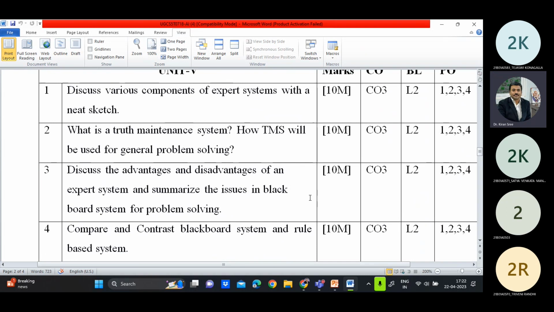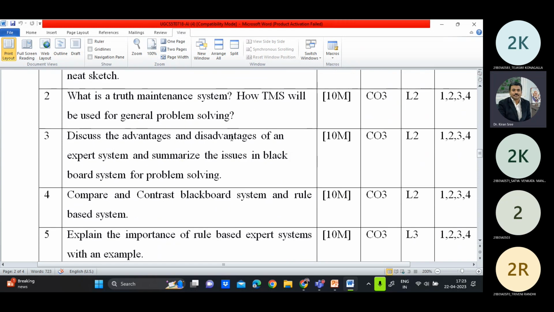What are the components of expert systems? You can write about formalization phase, conceptualization phase, identification phase, implementation phase and testing phase. And whenever people talk about expert systems, we need to clearly say about the knowledge database and human experts, knowledge experts, and domain experts. And what is a truth maintenance system? You can write about it. I have two types, monotonic and non-monotonic. And what are the advantages and disadvantages of an expert system? How does the blackboard system help in problem solving?